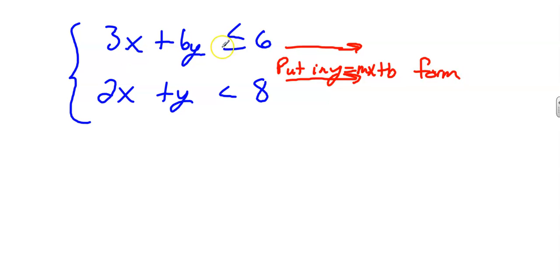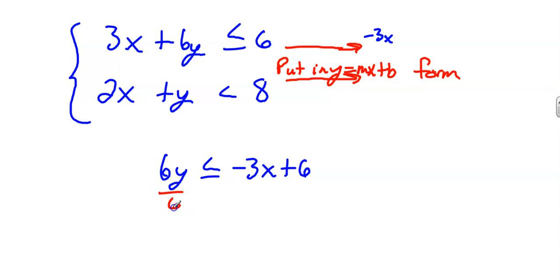Okay, so for the top one, we'll subtract 3x. Make it 6y less than or equal to negative 3x plus 6. And then divide everything by 6. So we're going to have y less than or equal to negative 1/2 x plus 1.